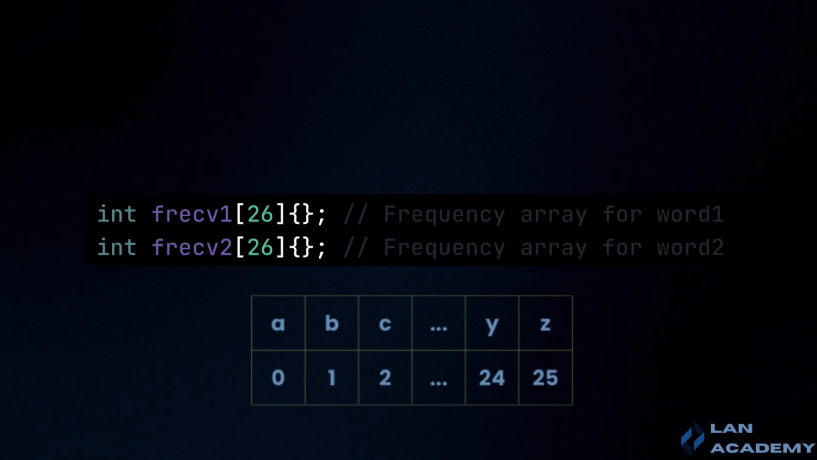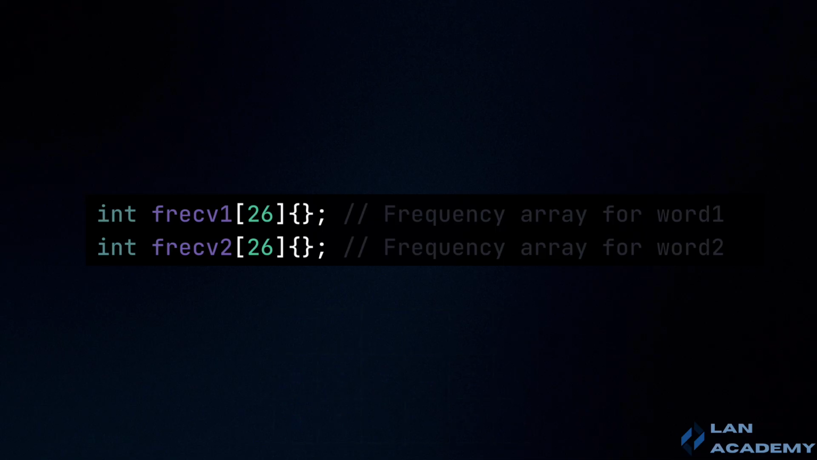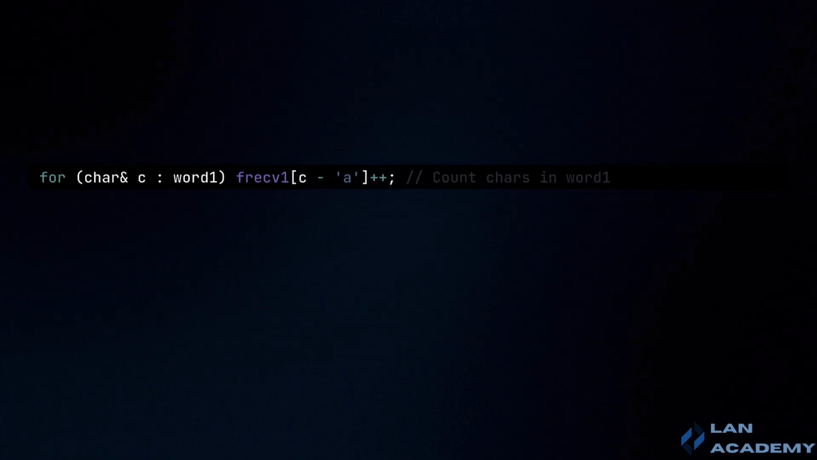For each character in word 1, the corresponding value in array frec1 is incremented. For example, if word 1 contains the letter Z, the value at position 25 of array frec1 will be incremented. Similarly, for each character in word 2, the corresponding value in array frec2 is incremented. Next, I need to count the frequencies of characters in word 1. Each character in word 1 is counted in the array frec1.